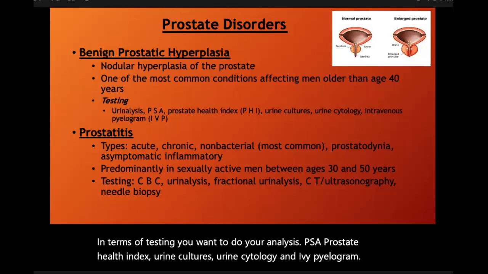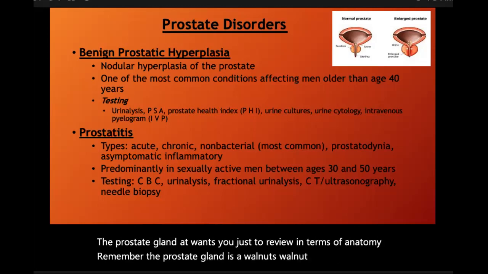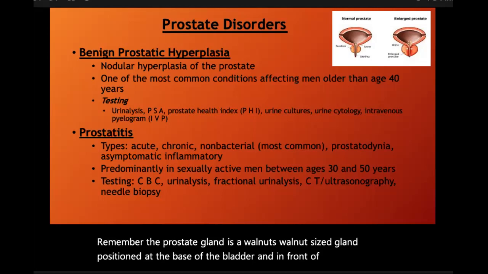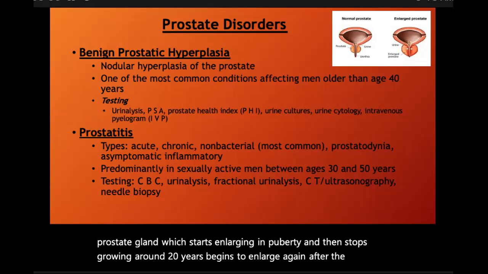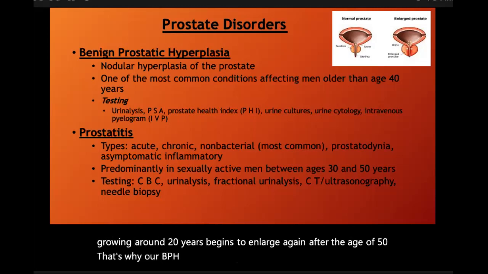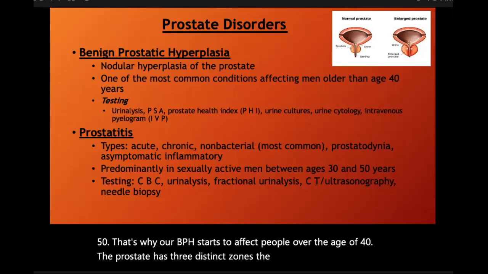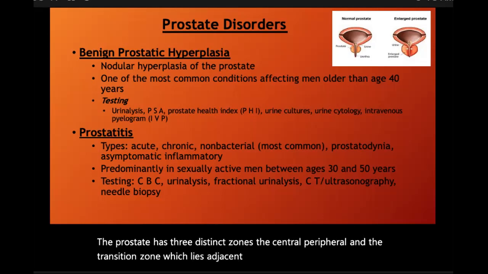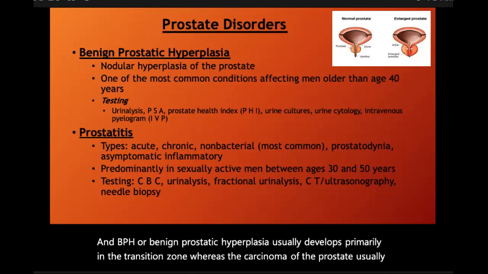The prostate gland, I want you just to review in terms of anatomy. Remember, the prostate gland is a walnut-sized gland positioned at the base of the bladder and in front of the rectum. The prostate gland, which starts enlarging in puberty and then stops growing around 20 years, begins to enlarge again after the age of 50. That's why BPH starts to affect people over the age of 40. The prostate has 3 distinct zones: the central, peripheral, and the transition zone, which lies adjacent to the urethra. BPH usually develops primarily in the transition zone, whereas carcinoma of the prostate usually develops in the peripheral zone.